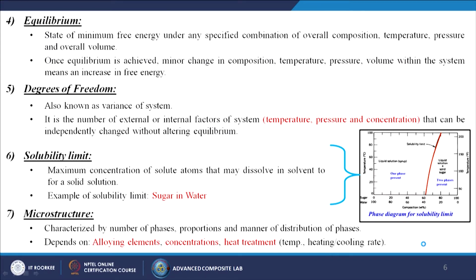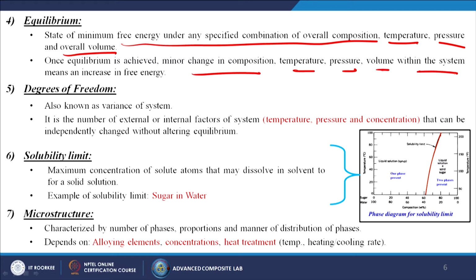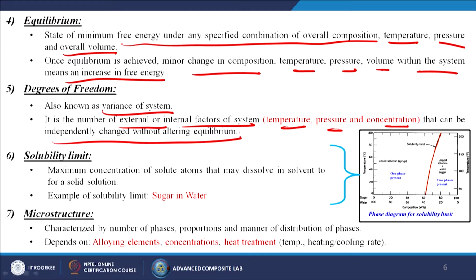Next, equilibrium is the state of minimum free energy under any specified combination of overall composition, temperature, pressure and overall volume. Once equilibrium is achieved, a minor change in composition, temperature, pressure or volume within the system means an increase in the free energy. What is degree of freedom? It is also known as the variance of the system. It is the number of external or internal factors of a system like temperature, pressure and concentration that can be independently changed without altering the equilibrium.